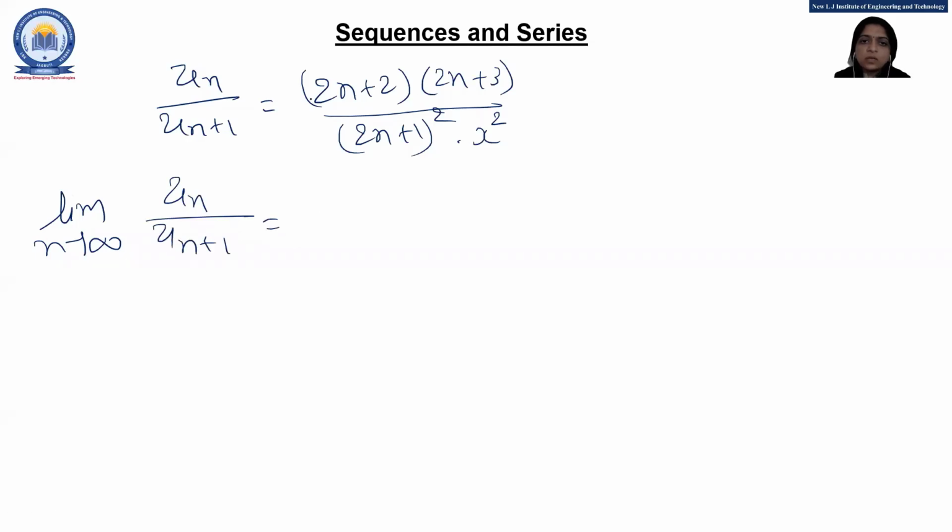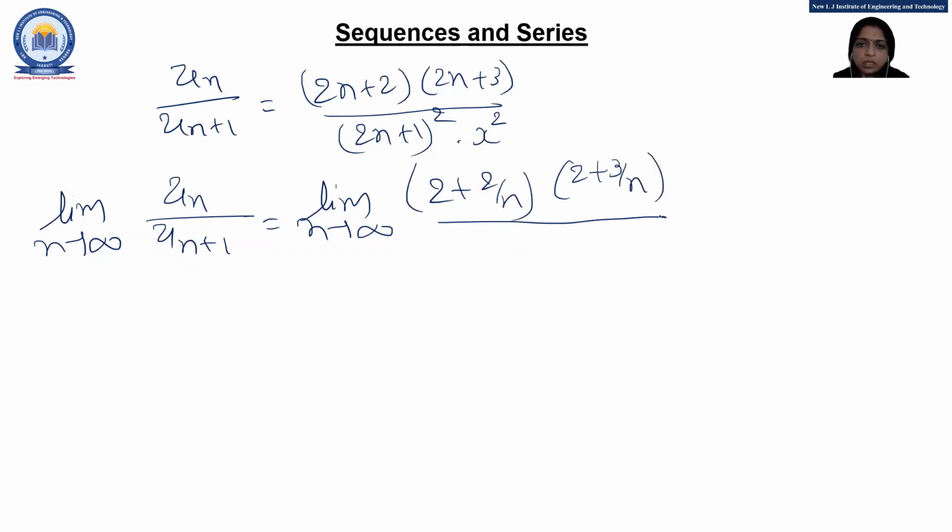So if I take n common from the numerator and denominator, then n square will be cancelled from the numerator and denominator. And the remaining terms are 2 plus 2 by n, 2 plus 3 by n, and in the denominator 2 plus 1 by n whole square into x square. So after applying limit n tends to infinity, this 2 by n, 3 by n and 1 by n tend to 0. So what is remaining?